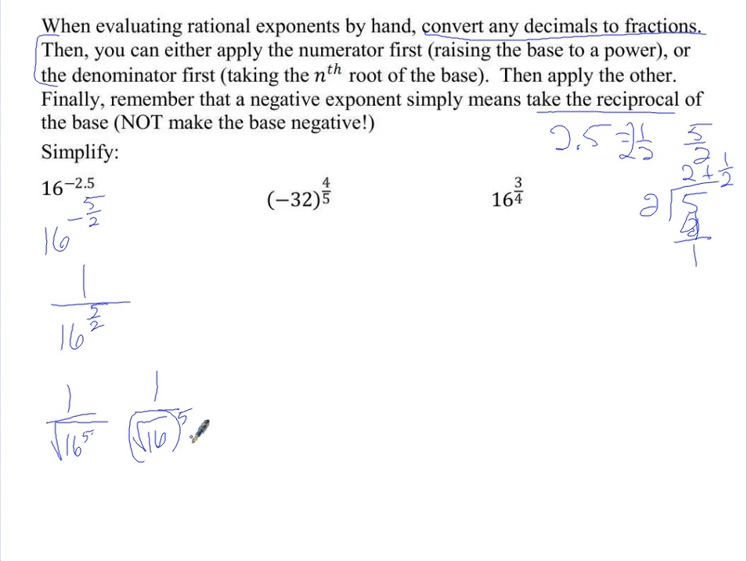So which one would you rather do if you had to do this by hand? Would you rather raise 16 to the 5th power and then try to take the square root? Or would you rather take the square root of 16 and then raise that to the 5th power?